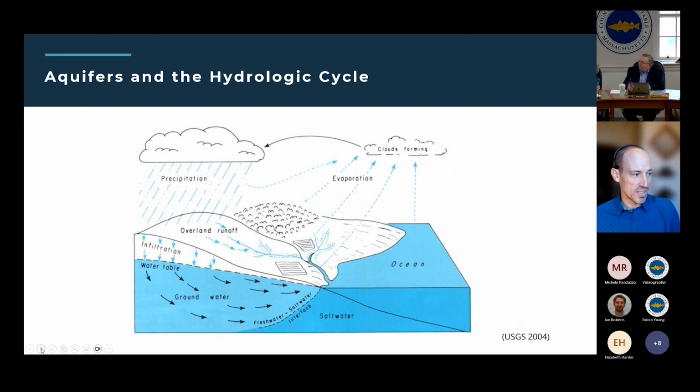And once that happens, it can either run off overland, across the land surface, where it can travel to creeks and streams, but it can also infiltrate. And on Cape Cod, that's really the dominant pathway for precipitation that falls, because of the geology and the soils we have on Cape Cod. There's relatively little runoff over the land surface. Most of it infiltrates through the soils and into the water table.